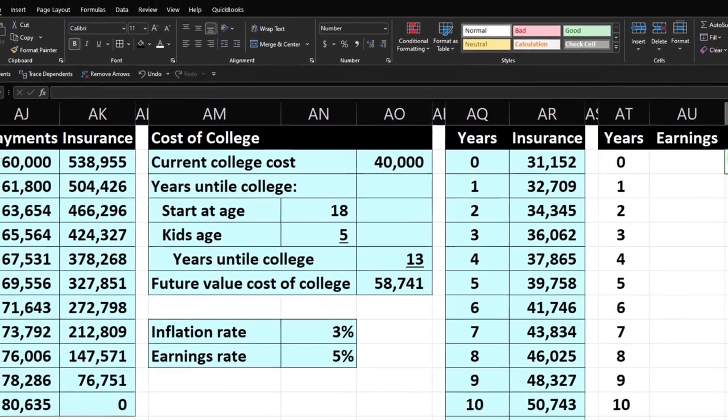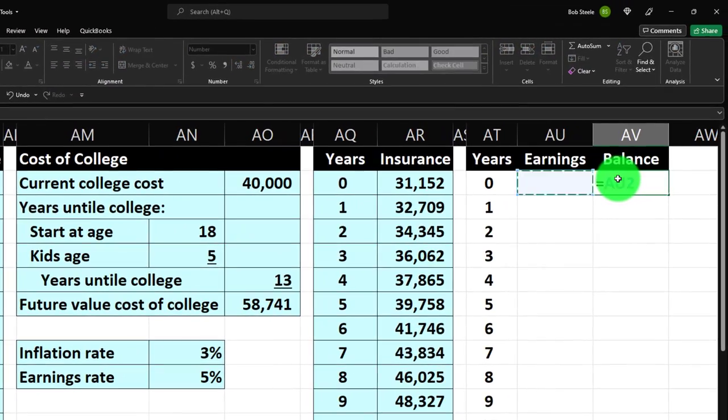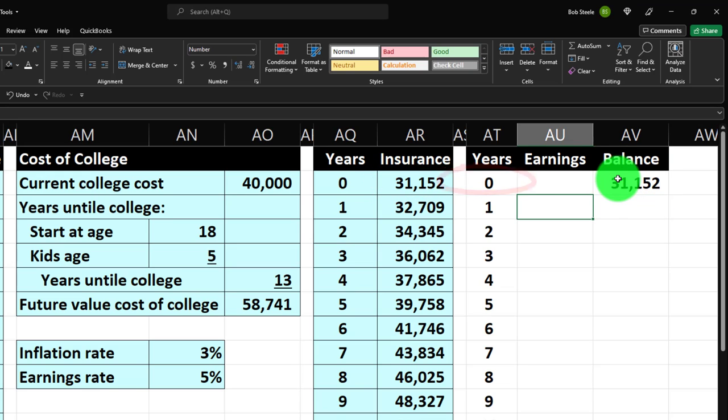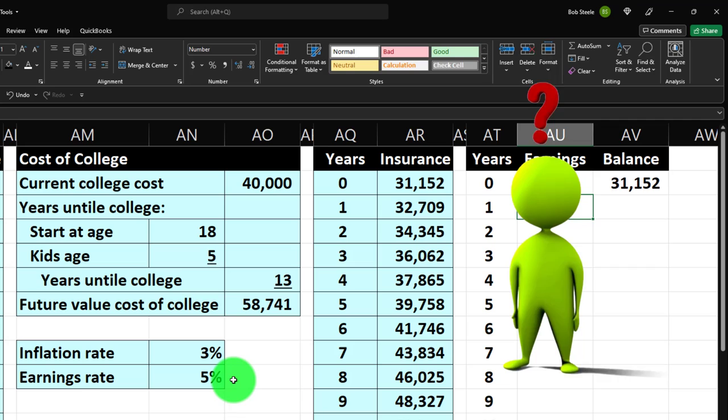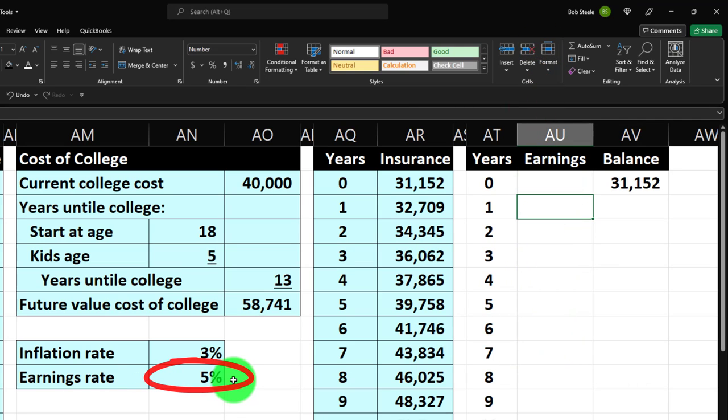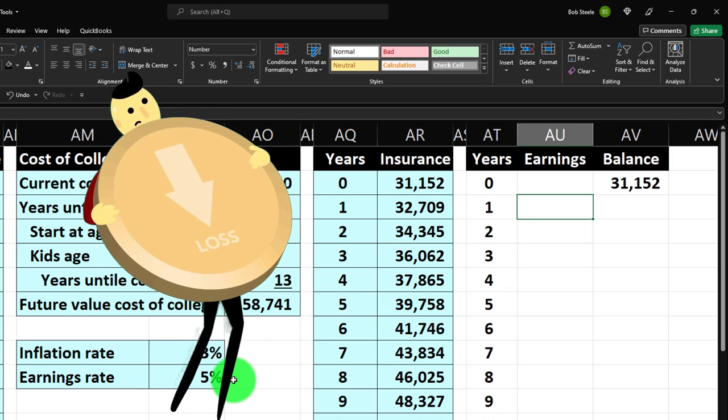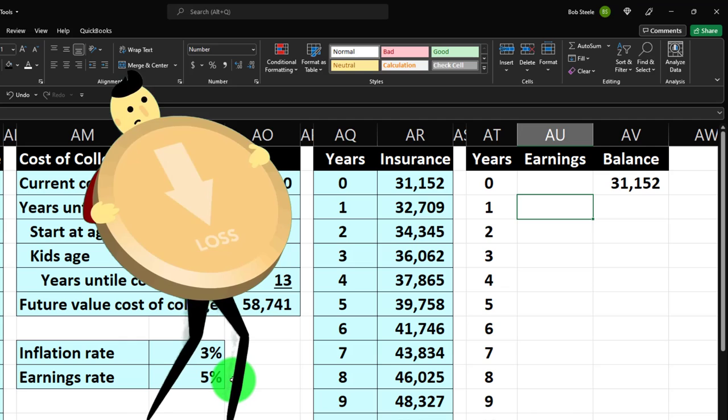Okay, so we're going to start off and say, does this really work? If I started at period zero at the 31,152 and I earned 5% per period, that's an average, of course. We don't know what's actually going to happen in the future. We might earn less, we might earn more, but 5% is a fairly decent, fairly conservative number that we could use. We could have losses, right? We don't really know, but that's what we're going to use as our average.